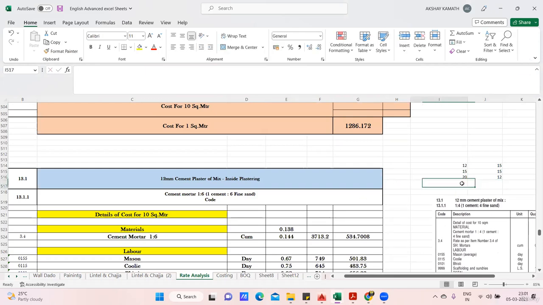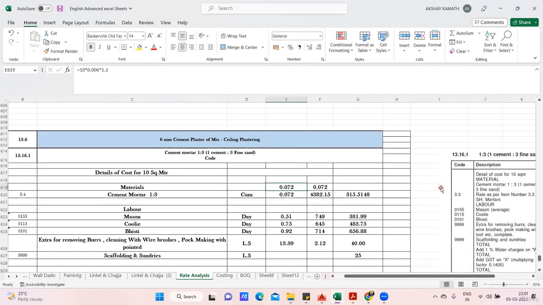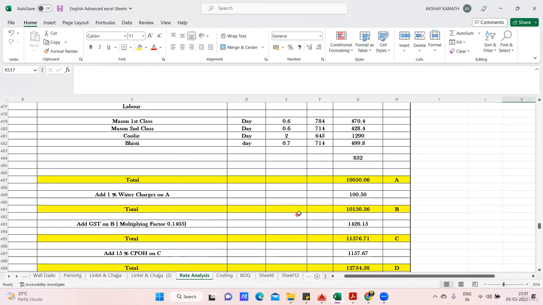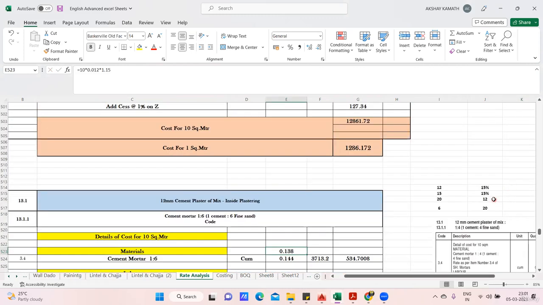And the last was 6 mm. For 6 mm, we went with 20%. Just remember these values so that whenever you do this rate analysis, you can remember. If you want, you can put the percentage here, and you can just drag it. I'll put the percentage. For 12 and 15, it is 15%. For 12, let me check it once again. Yeah, it is 15%. This is also 12%. And this is 20%.